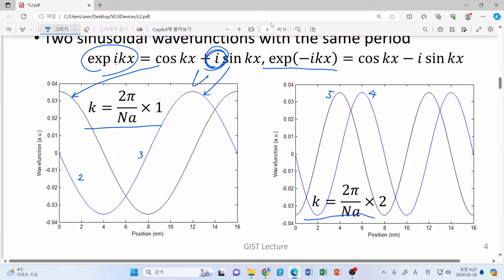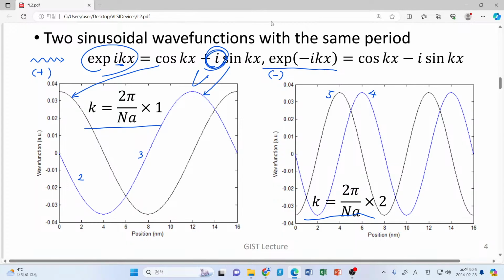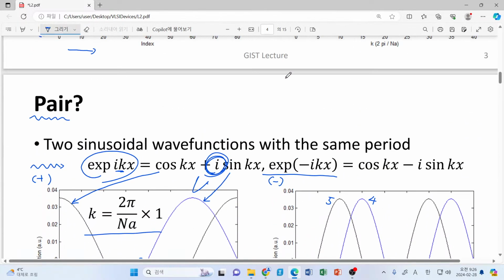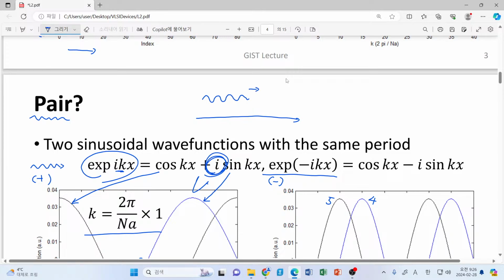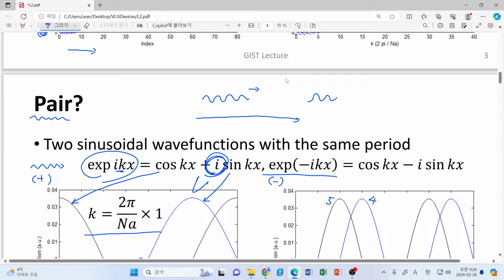Since this k is a positive number, this one corresponds to the positively moving wave, and the other one corresponds to the negatively moving wave. In free space, let's say the wave is moving in the positive direction, and the same waveform is moving in the opposite direction.